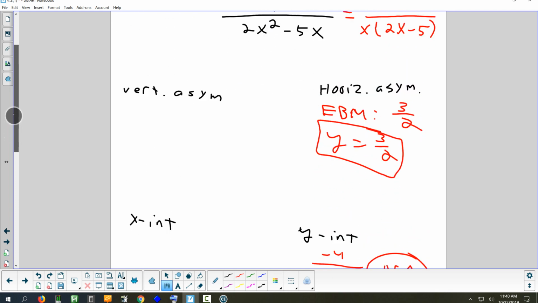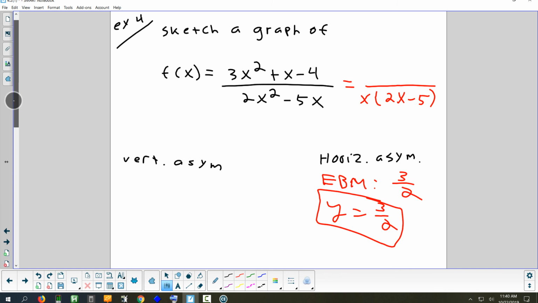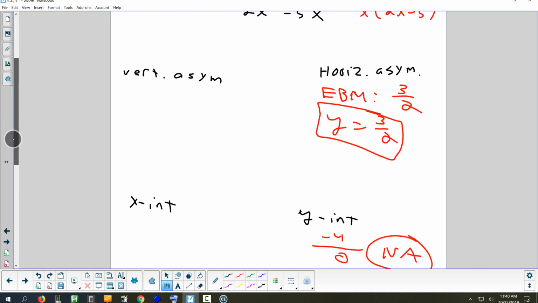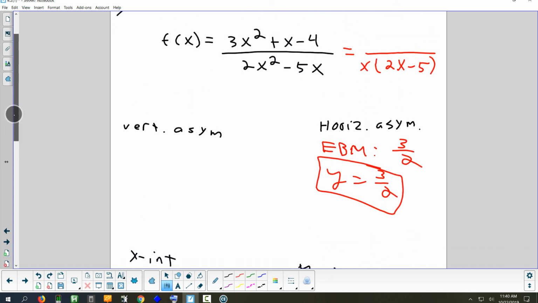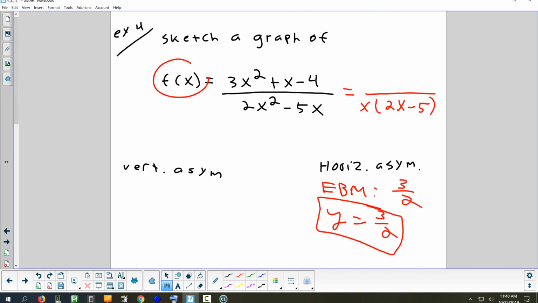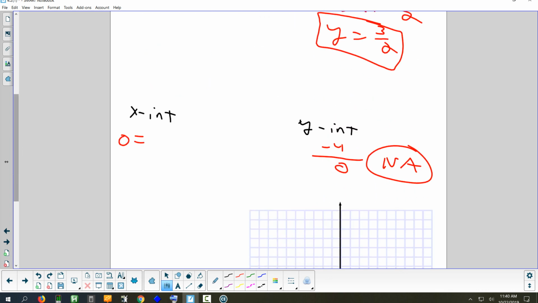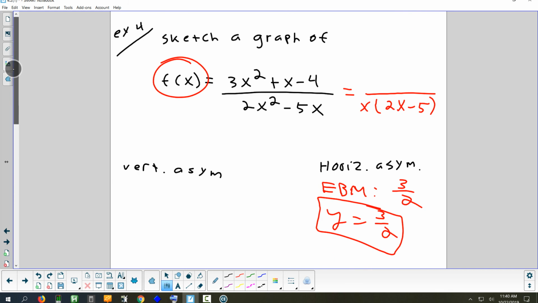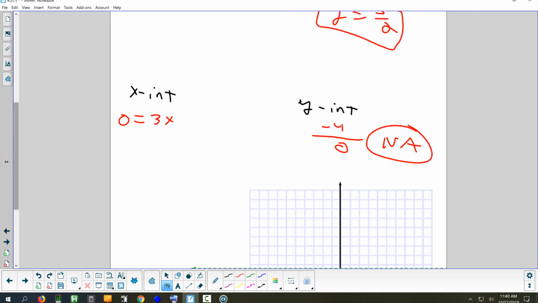We have to factor the top. Yeah, we got to look at the top now. So I want to look at the X-intercepts. The X-intercept is when y equals 0, which basically means make the top 0. So let's set the top equal to 0 and see what happens: 3x squared plus x minus 4. Let's try to factor it, and if we can't, well, then we're going to have to use the quadratic formula.